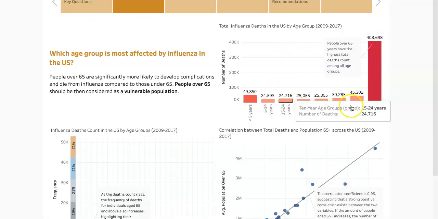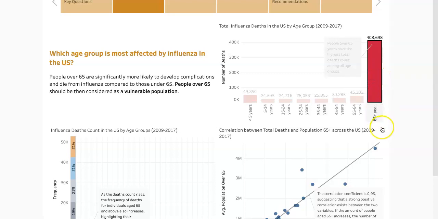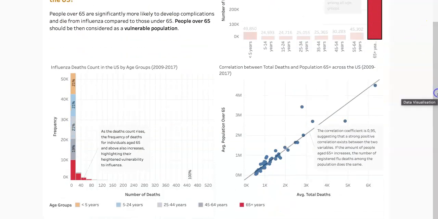The bar chart here at the top right shows the total influenza deaths in the US across different age groups. From this chart, it is possible to see how the group 65 years and over account for more than 60% of total influenza deaths.